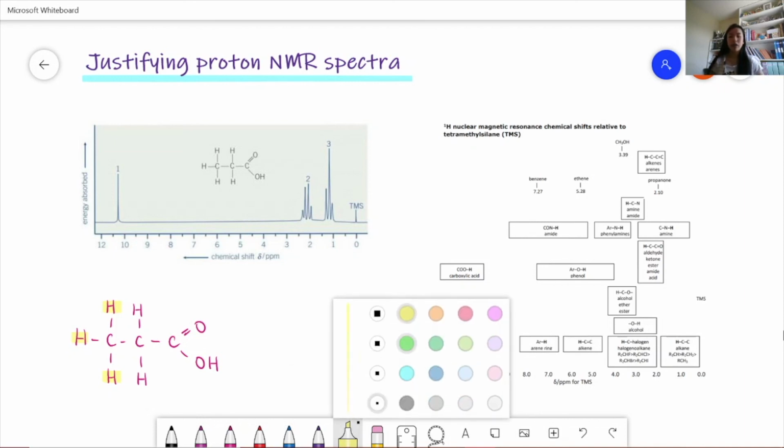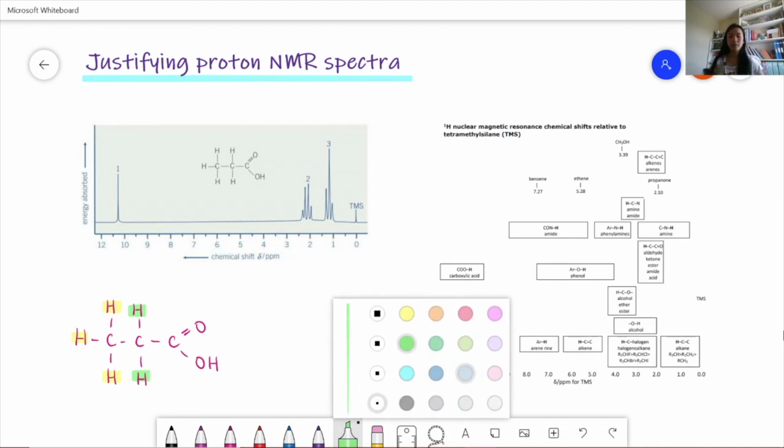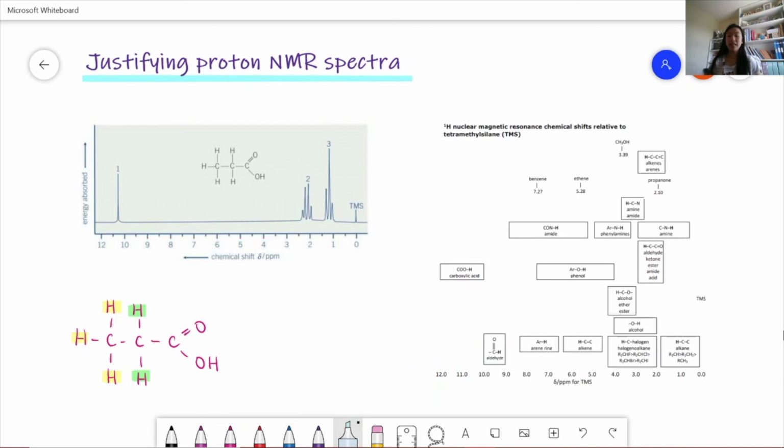And then now when we look at these two hydrogens, they are both in the same environment as each other because they're singly bonded to a carbon, which is then bonded to a CH3 and then a carboxylic acid group. And then finally we have this hydrogen, which is in a completely different environment to all the other 5 hydrogens because it's attached to an oxygen. And so we should have 3 peaks because we have 3 different environments.